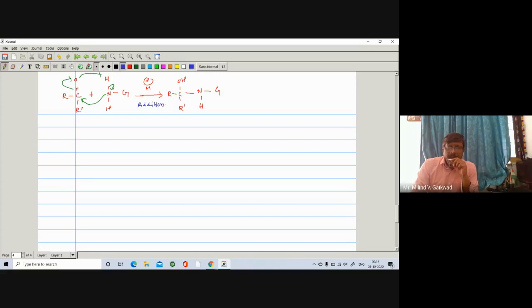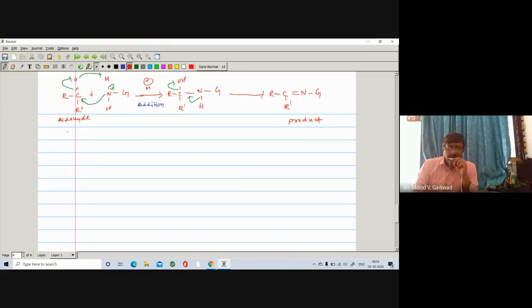Addition step. And in the next one, you will see that this sigma bond opens on this OH. OH is more electronegative. This sigma bond opens here, carbon becomes positive. So this sigma bond will shift here, formation of double bond, and you are getting R, C, here is R dash, double bond N and G, right? So you are getting such type of addition product. So it is your starting compound, that is aldehyde or ketone, right? Aldehyde or ketone.